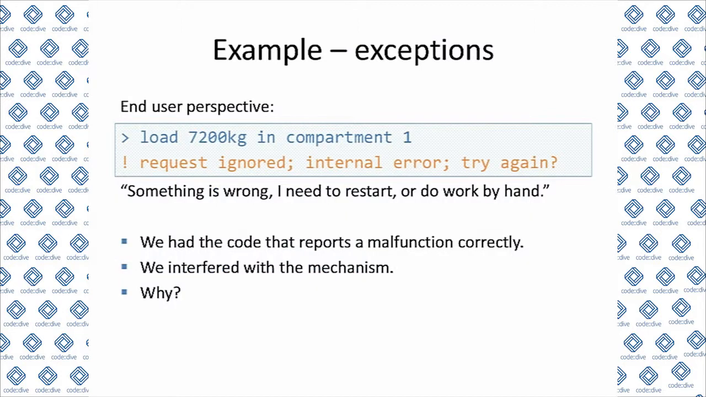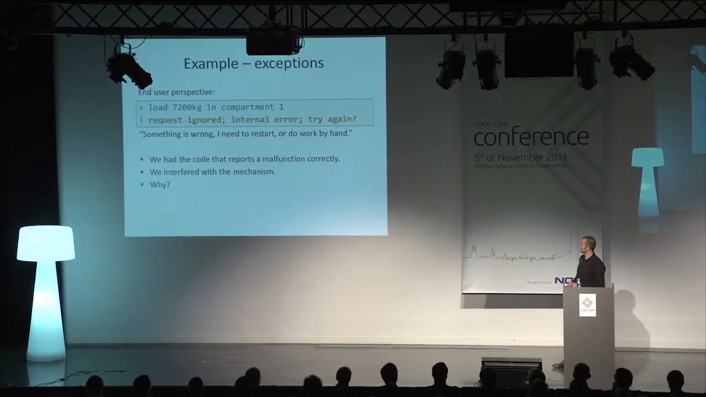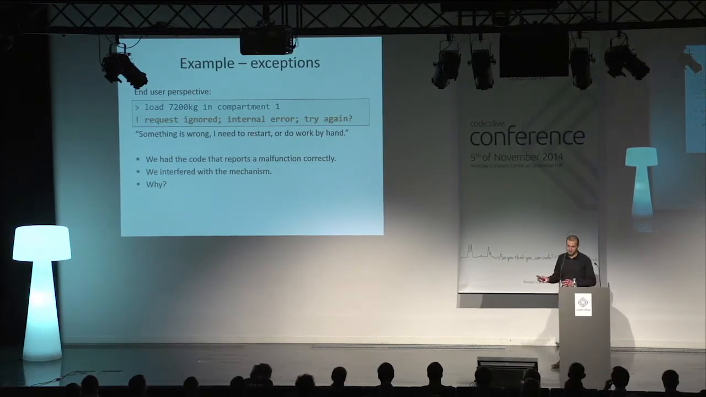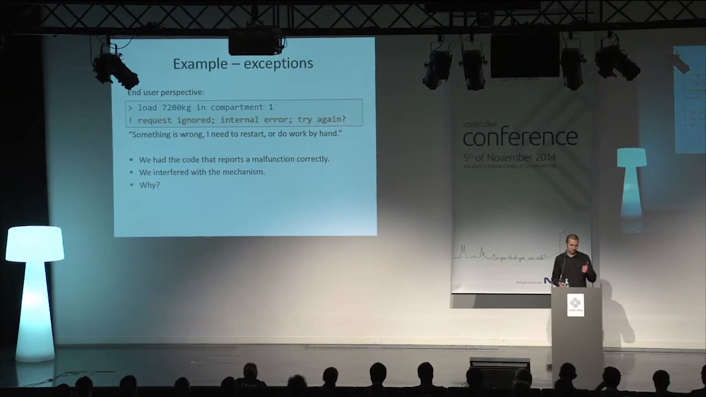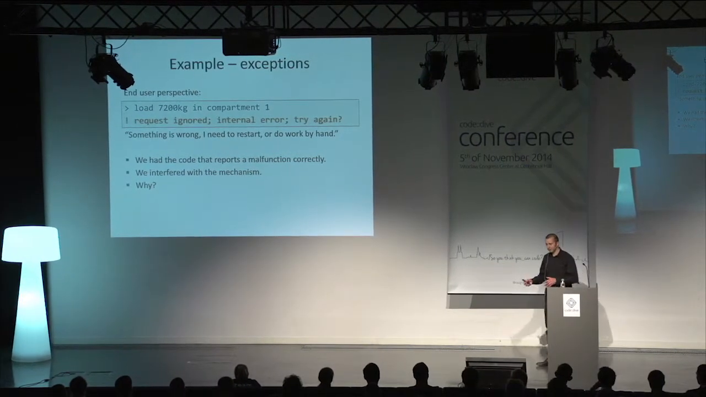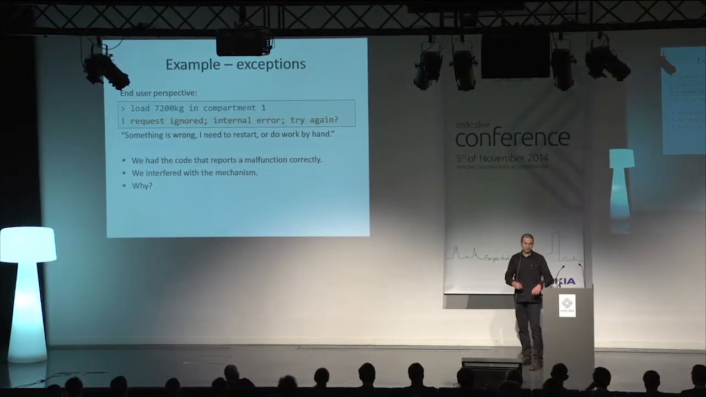The way it's implemented here, if the guy didn't intervene and type his catch statement, this is what we would get. Someone types load 7,200 kilograms in compartment 1, and it says, yeah, request ignored. We have some internal error. You may use the application, but at your own risk. Now you get the message after the first second, and you have time to respond to, for instance, reset the application or to do it manually. Now you are telling the truth, and this information is viable.